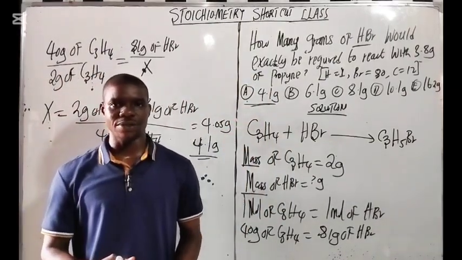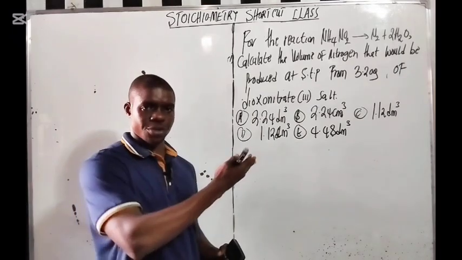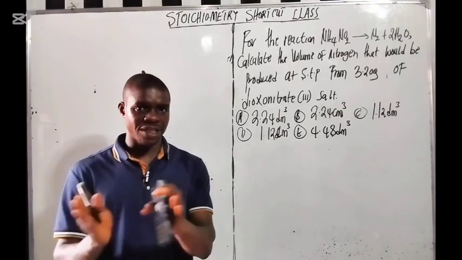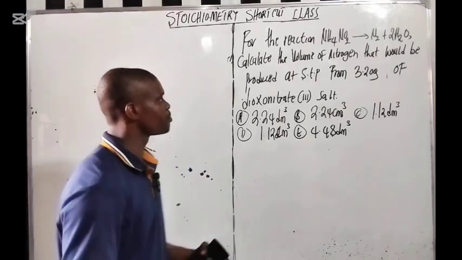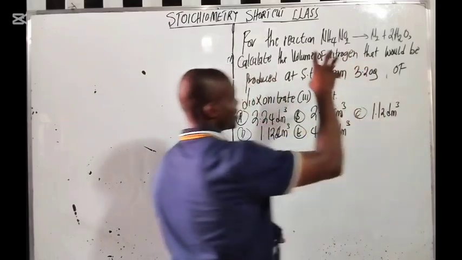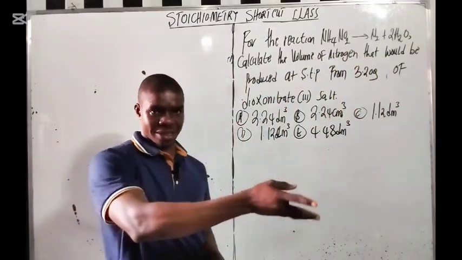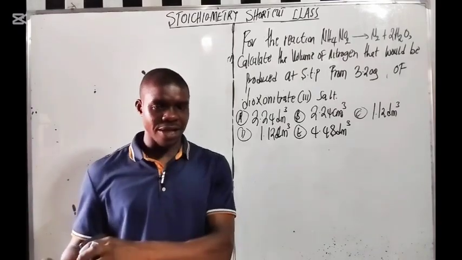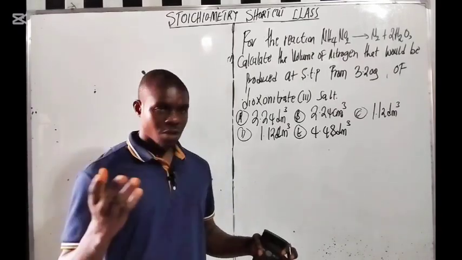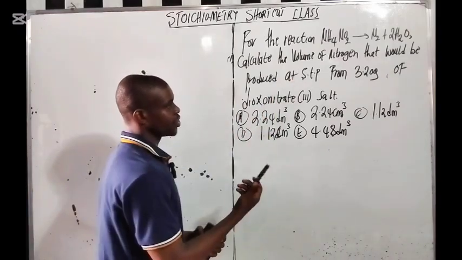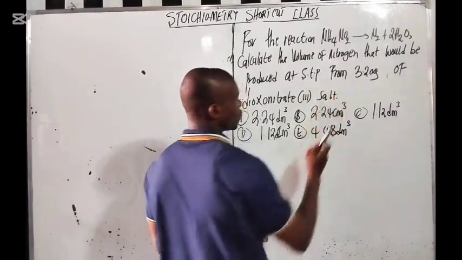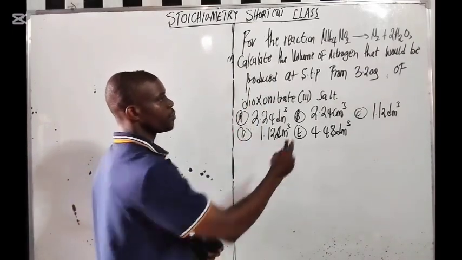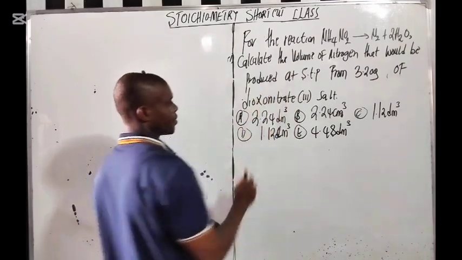Let's move to the second question. The second question here on stoichiometry, very important here. Now this is a little bit different from the first one, but it follows the same pattern. So I want you to pay close attention here. Look at the reaction here, right? You can see that this question gave us the reaction straight. So we don't need to balance a chemical reaction again because it is already given to us, right? So calculate the volume of nitrogen that will be produced at STP from 3.2 gram of this compound here, right?